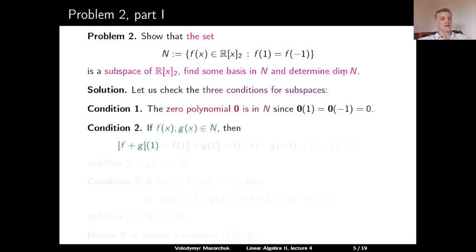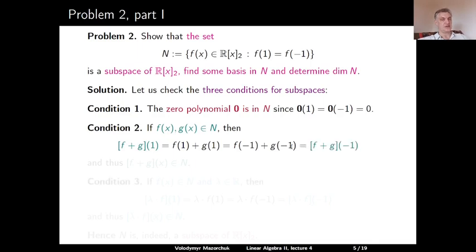Condition 2: let f and g be two polynomials in N. We need to prove that their sum is in N. So let us compute the value of the sum f plus g at the point 1. By definition, this is equal to f of 1 plus g of 1. Since f is in N, f of 1 is equal to f of minus 1. Since g is in N, g of 1 is equal to g of minus 1. Therefore, we get f of minus 1 plus g of minus 1.